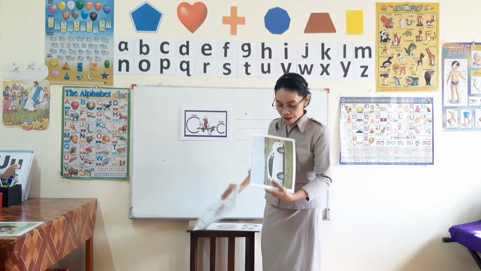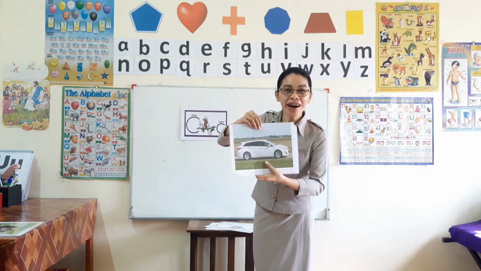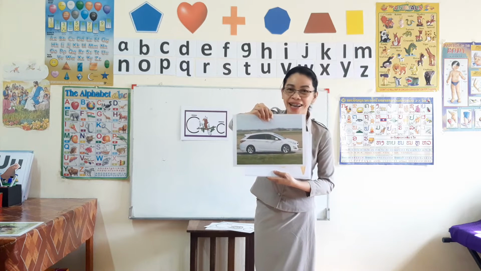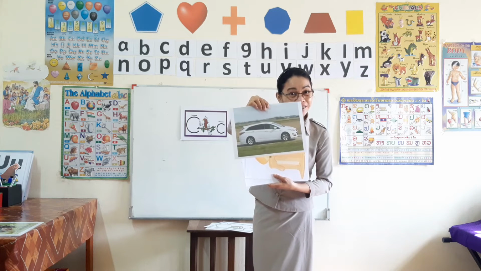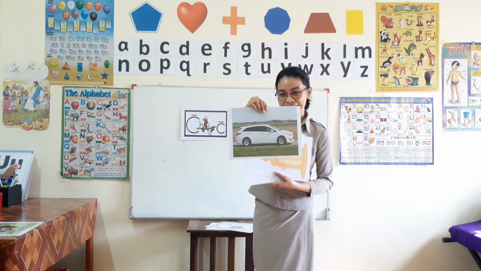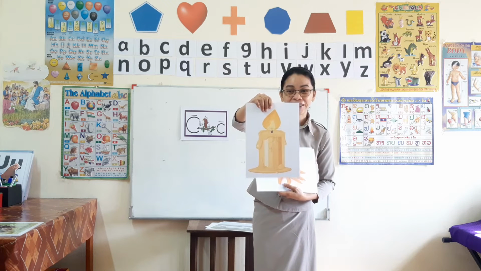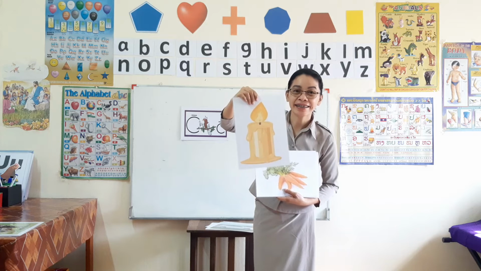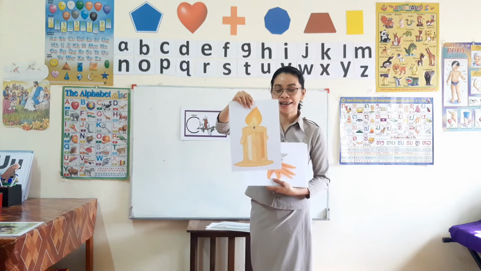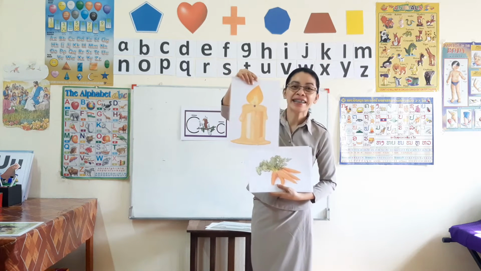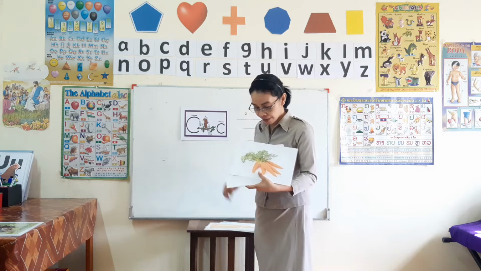Okay, what about this? Car. Can you say it with me? Car. Do you have a car? I don't have a car. Maybe some of you have a car. Okay. What about this? Do you know this one? This is called candle. You cannot play with this. This is dangerous, children. Candle. Do you hear the sound? Yes.